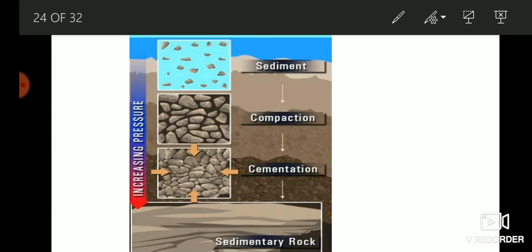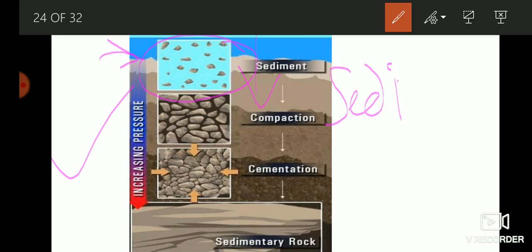In this diagram you can see the same process. At first, tiny rock particles are carried away with the river water, and they settle where the river current or speed becomes slow. In that area the tiny rock particles start settling down, and that process is called sedimentation. Sedimentation is the process in which the rock particles settle down.